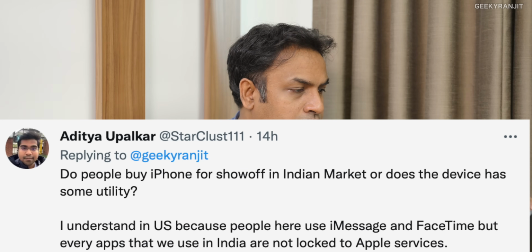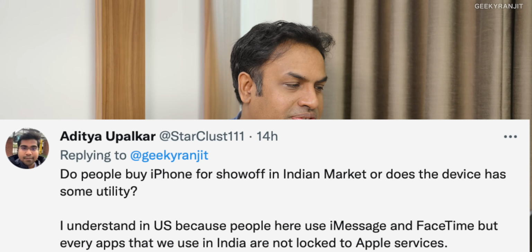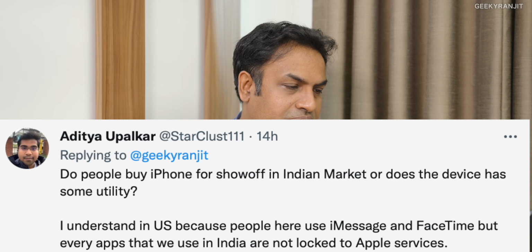This is by Aditya. Do people buy iPhones for show off in the Indian market, or does the device have some utility? I understand in the US because people have iMessage and FaceTime, but every app that we use in India is not locked to Apple devices. Yes, I understand iMessage is not used that much in India. And your first statement, I would say yes, a certain segment of users might buy iPhones only for show off, and particularly the Pro version.